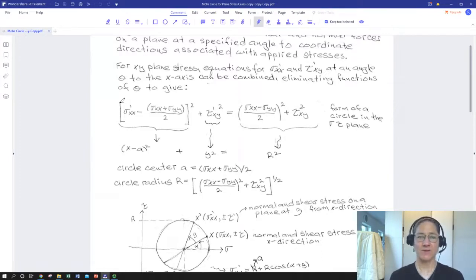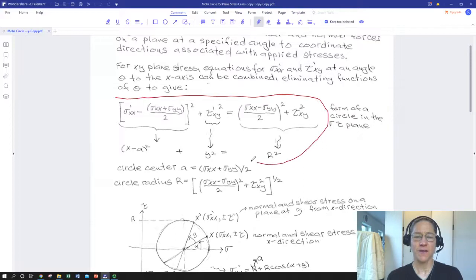Eliminate any reference to theta. You can just rearrange algebraically and rearrange terms, and you'll get this expression. So it's just an algebraic manipulation of the stress transformations, but the goal is to eliminate any reference to theta. Well, that'll come in later.